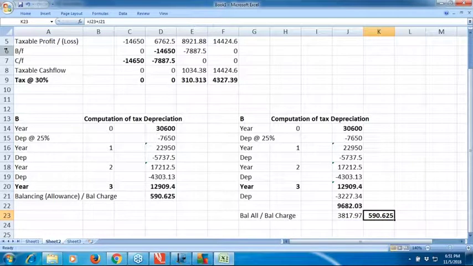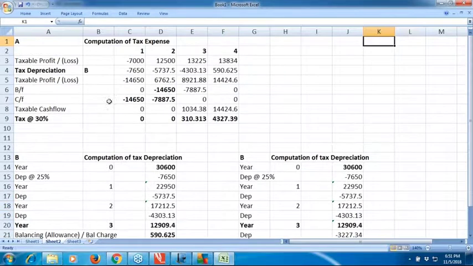So it is recommended that rather than calculating the capital allowance or the depreciation in the fourth year, you are better off not calculating that, and you rather calculate the net balancing allowance or the balancing charge.